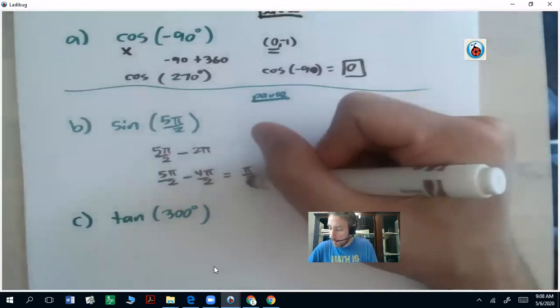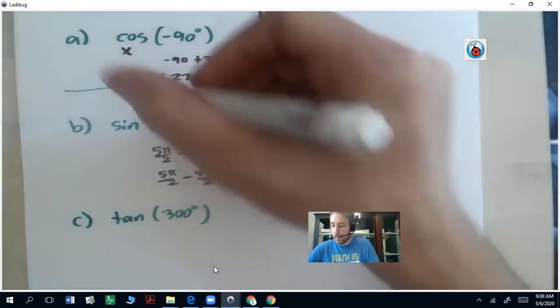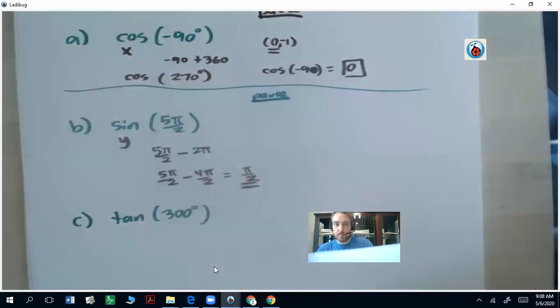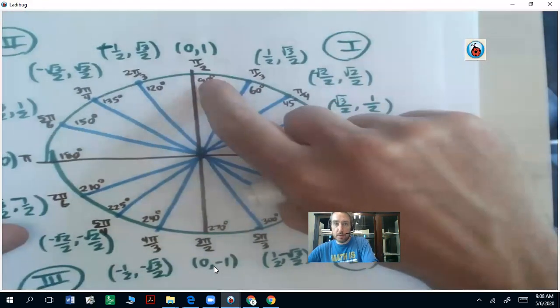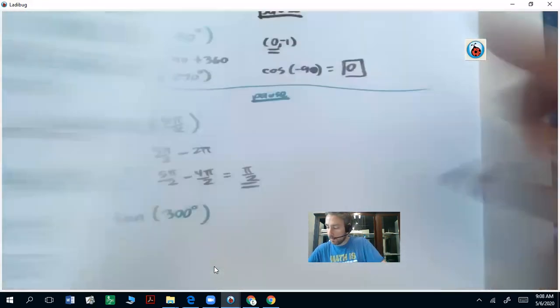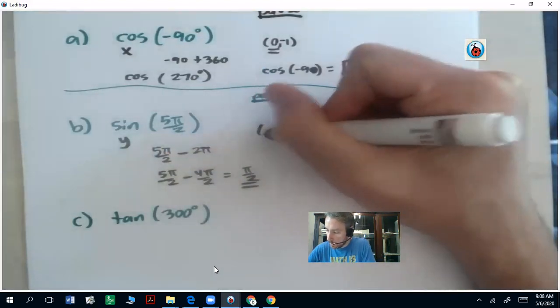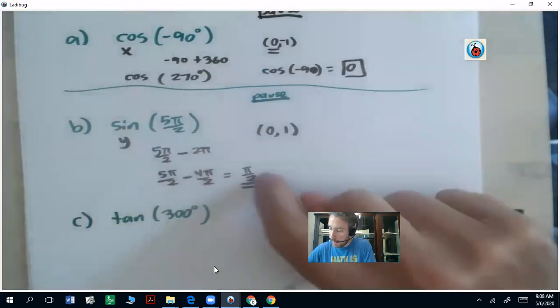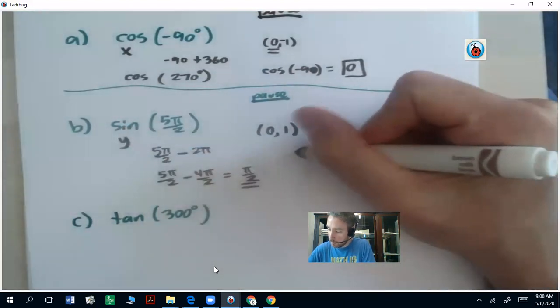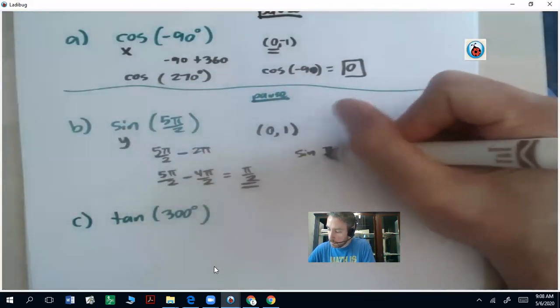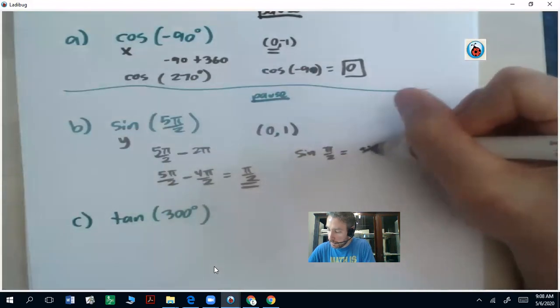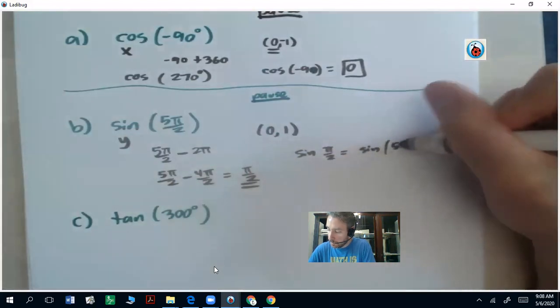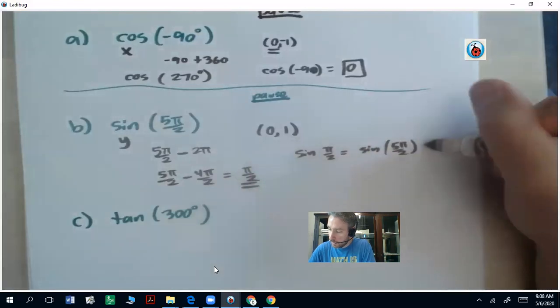So let's look at pi over 2. Remember, the sine is the y value. Pi over 2, the y value is 1. So that coordinate is 0, 1. So the sine of pi over 2 is the same as the sine of 5 pi over 2. And that's the y value. And that's going to equal 1.